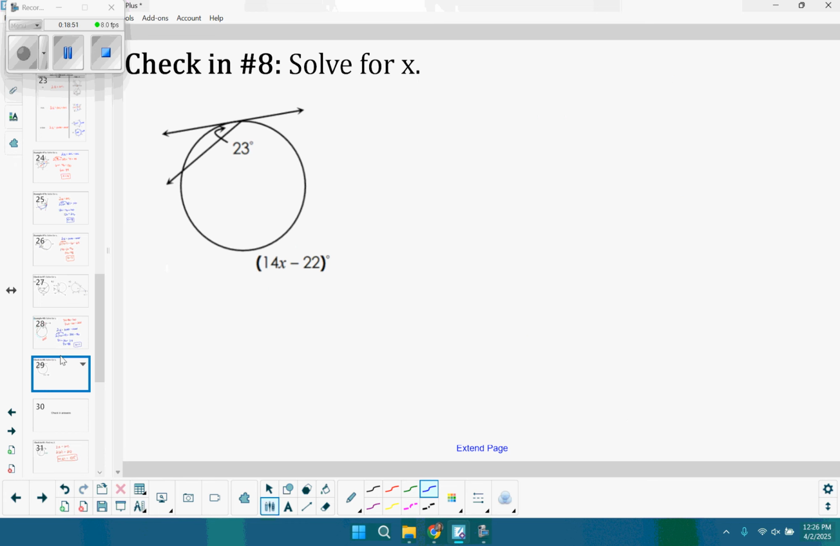The final check-in is here. Careful, because the angle you're given does not correspond to the arc you're using, so you will have to do a little bit extra. But that's it for this lesson. The answer for that problem is posted on Google Classroom, and that is section 10.5.